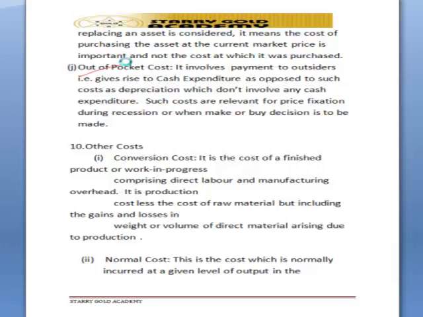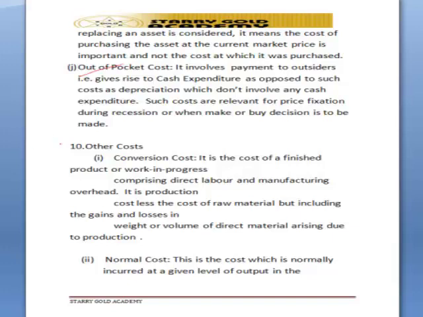Depreciation does not involve any cash expenditure. Out of pocket costs are relevant for price fixation during a recession, or when a make or buy decision is to be made. They are very, very important. Depreciation does not constitute an out of pocket cost because there is no cash outflow for depreciation.